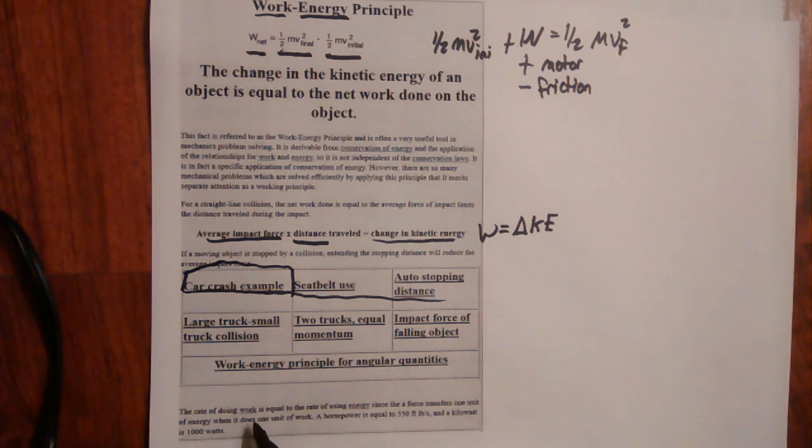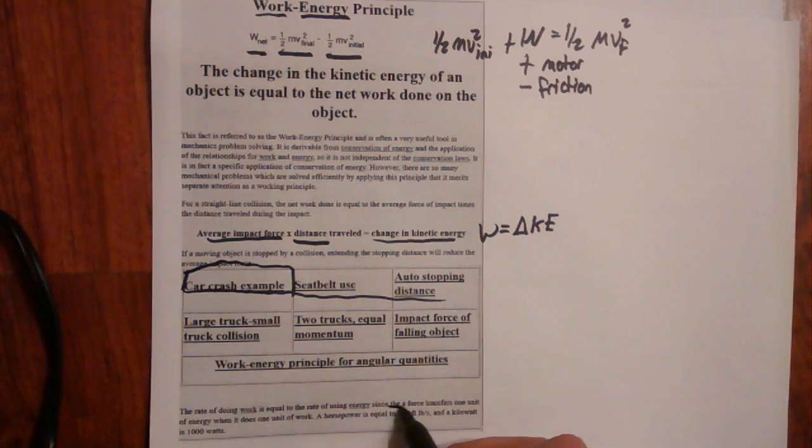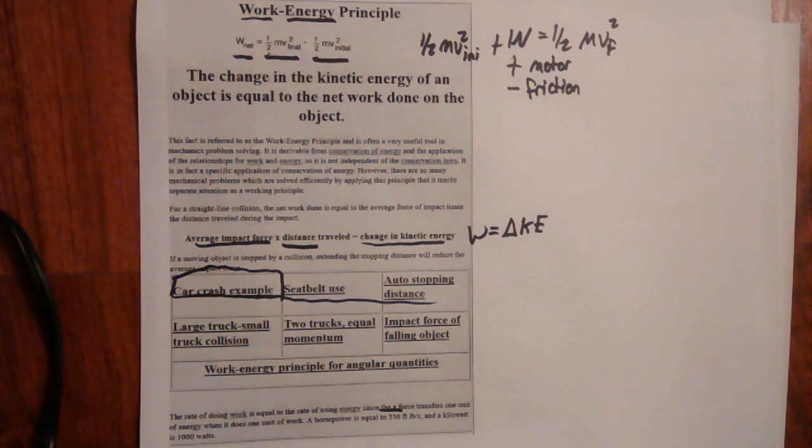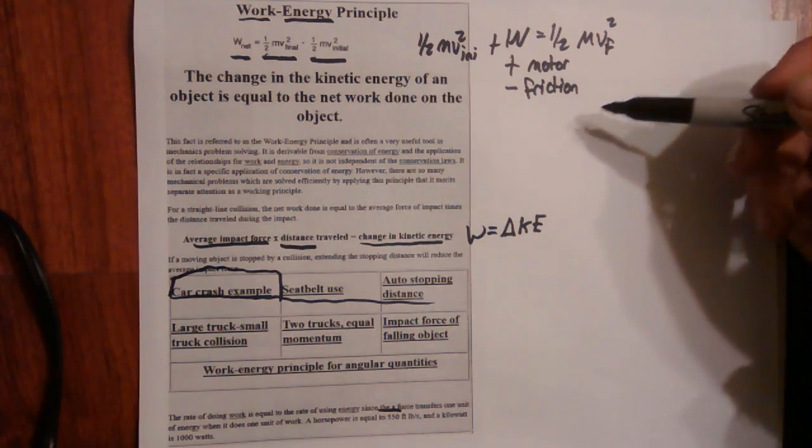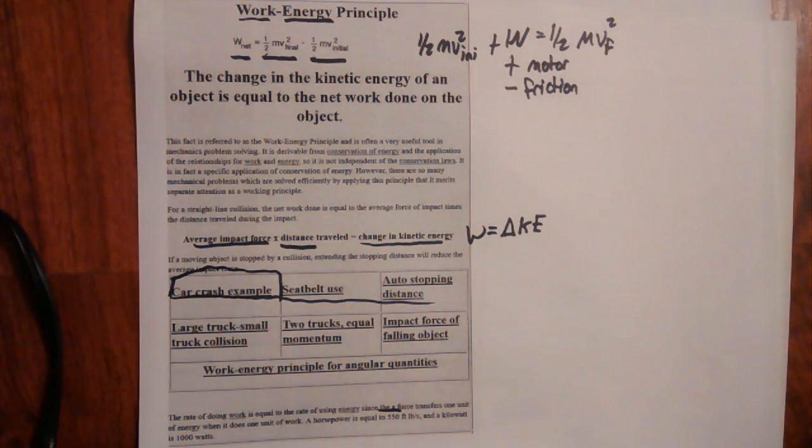So the rate of doing work is equal to the rate of using energy, since a force transfers 1 unit of energy when it does 1 unit of work. Wow, a typo! Beyond that, this is just saying that 1 unit of work is equal to 1 unit of energy, something we already knew with our equations above. And that's all there is.